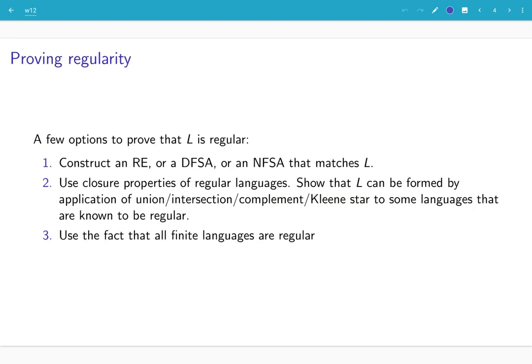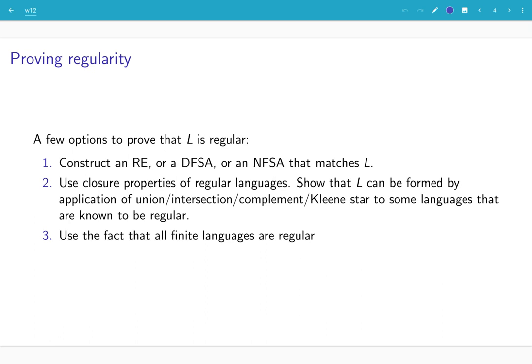So what if we want to prove that a particular language is regular? Well, the most obvious way to do that would be to just directly construct a regular expression that captures the language, or a DFSA or an NFSA. But sometimes we might want to do this more indirectly. So one thing that we can take advantage of is these closure properties of regular languages.